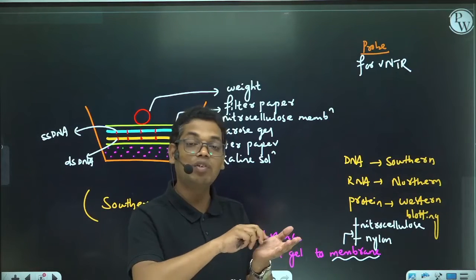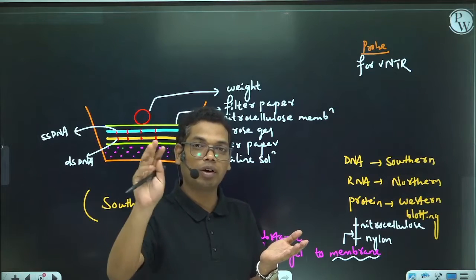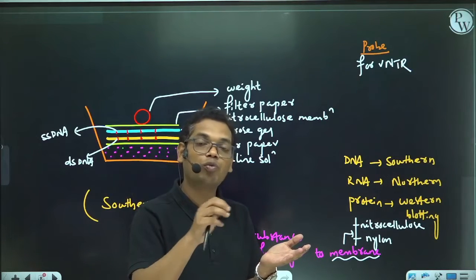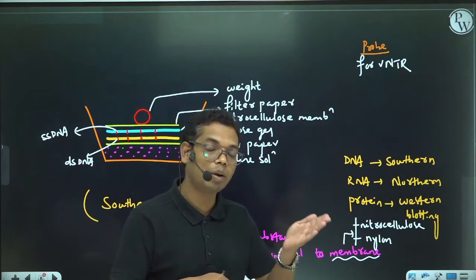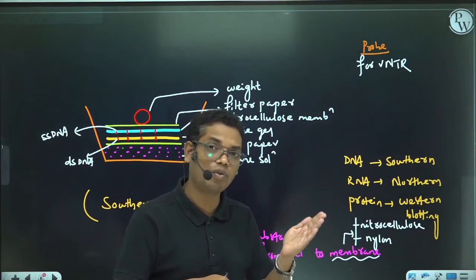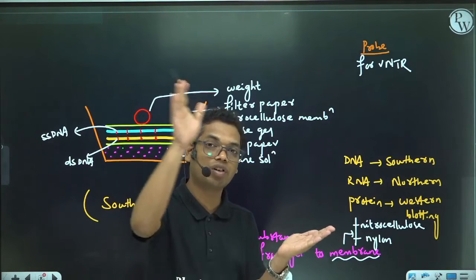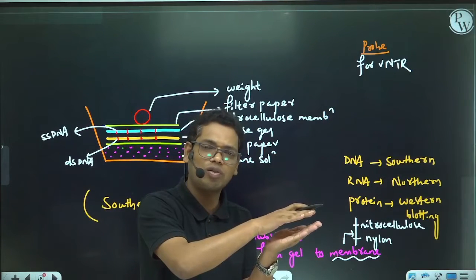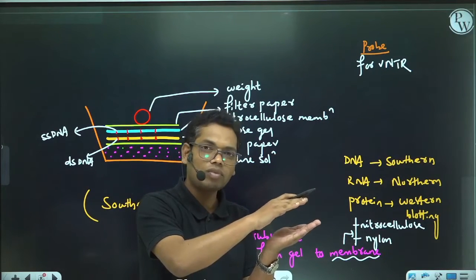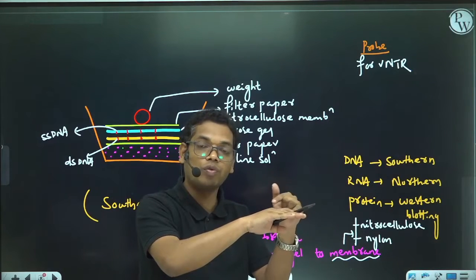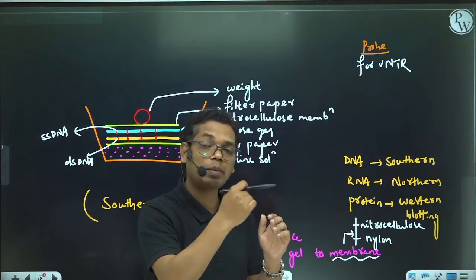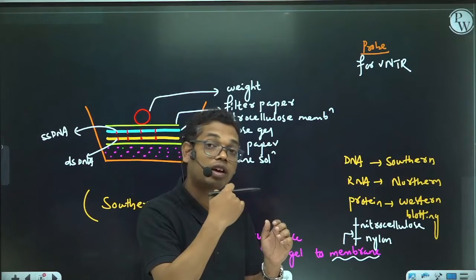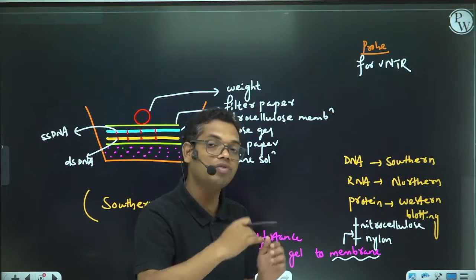Then I will wash the membrane so that the unbound probe gets detached. Then I will allow the membrane to dry, and once it becomes dry, I will keep the X-ray film above it and perform autoradiography, and the DNA binding pattern will be observed on the X-ray film. The DNA binding pattern which I obtain on the X-ray film will correspond only to the VNTR, not other DNA fragments.